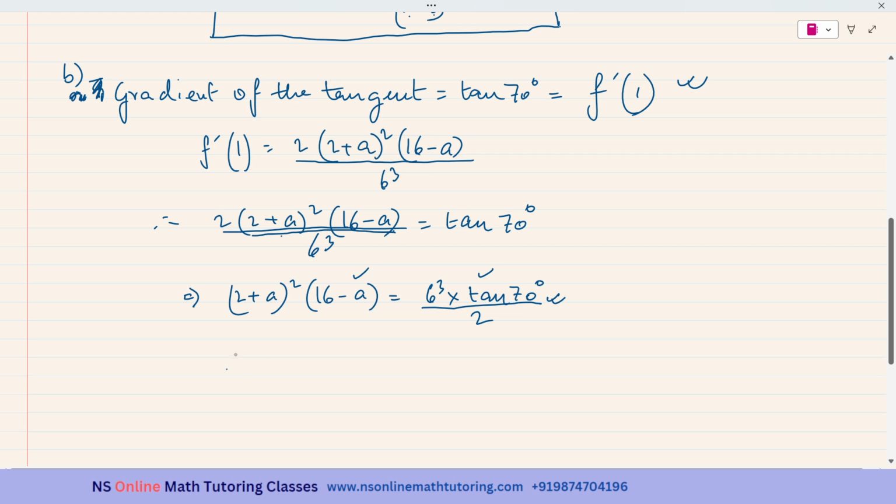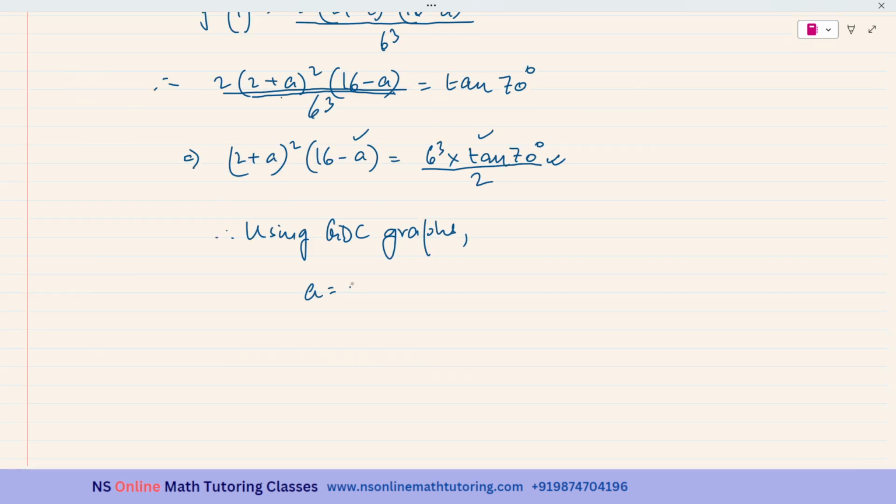So, therefore, using GDC graphs, a is equal to 2.73, correct to three significant figures, or a is equal to 15.0, correct to three significant figures. Okay.